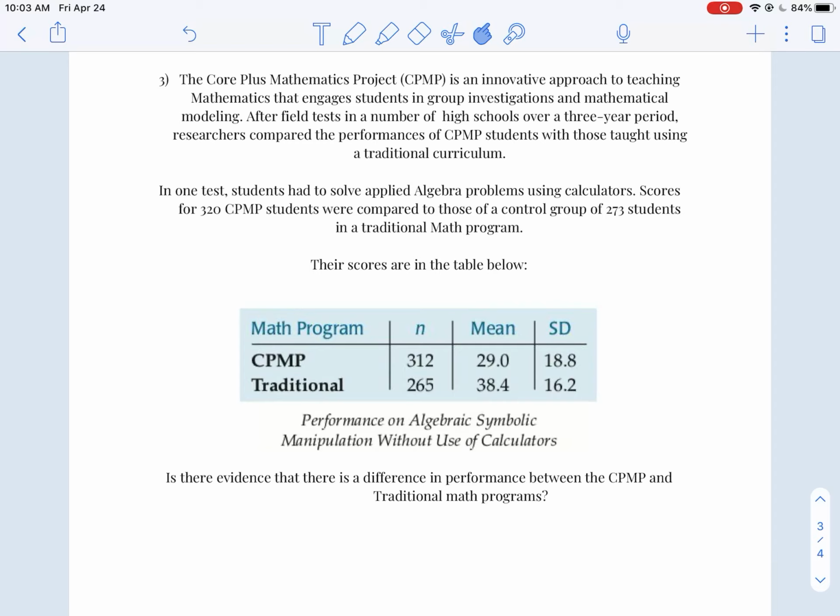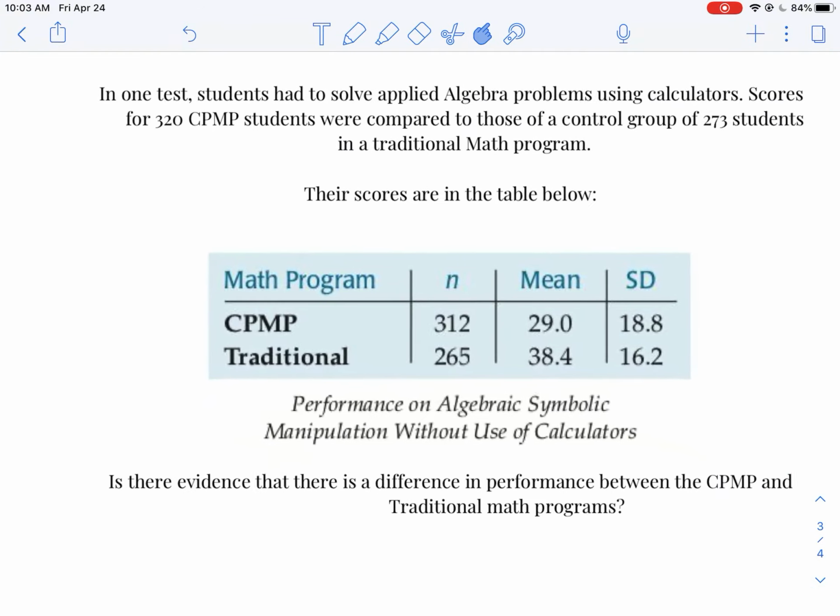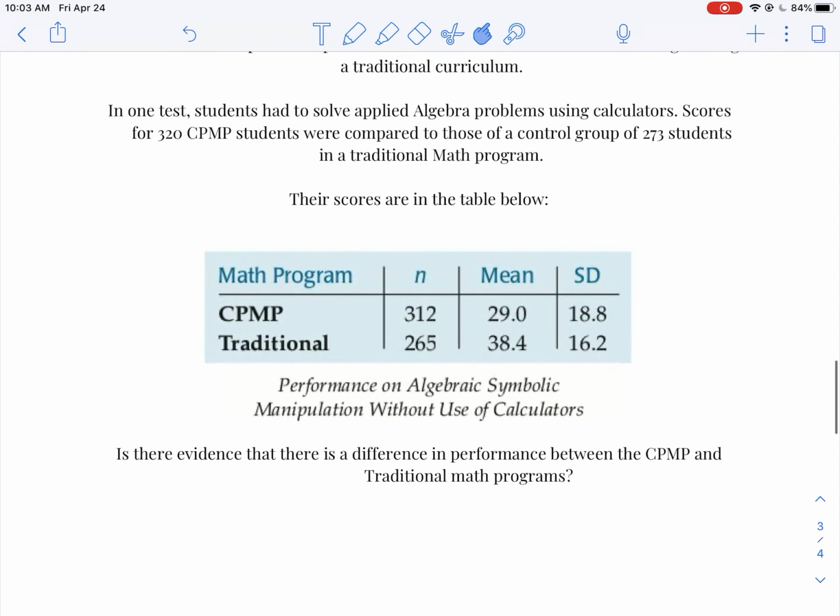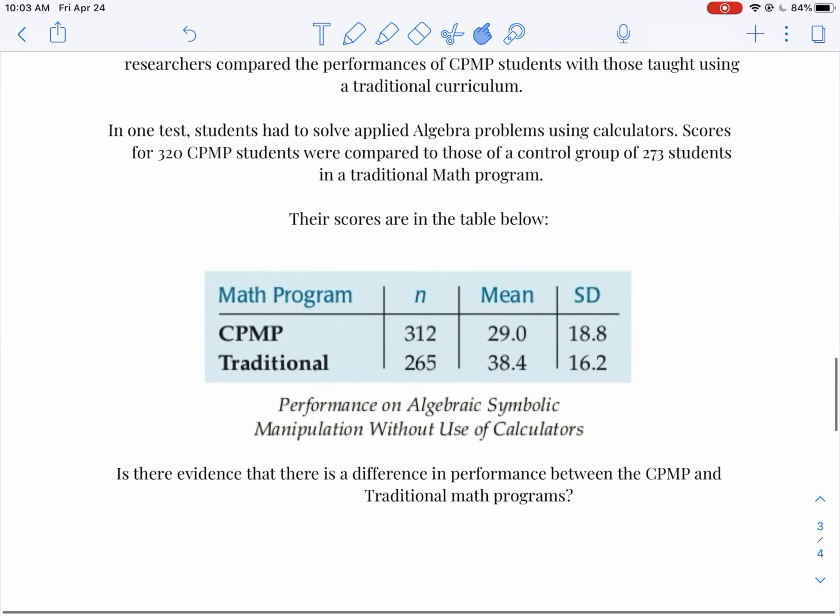They compare the performances of students taught using a traditional curriculum as well as this Core-Plus Mathematics Project, and solve some algebra problems. They got the scores from 320 CPMP students and 273 in the traditional math program. And then below here, we have the information from that number of students, average score, as well as the standard deviation. Now we're asked if there is evidence of a difference in performance between CPMP and traditional math programs.